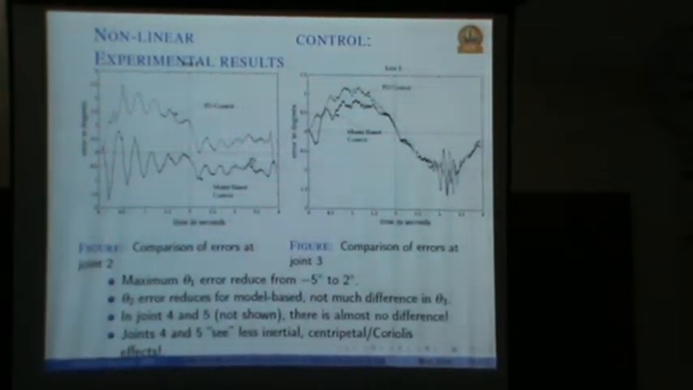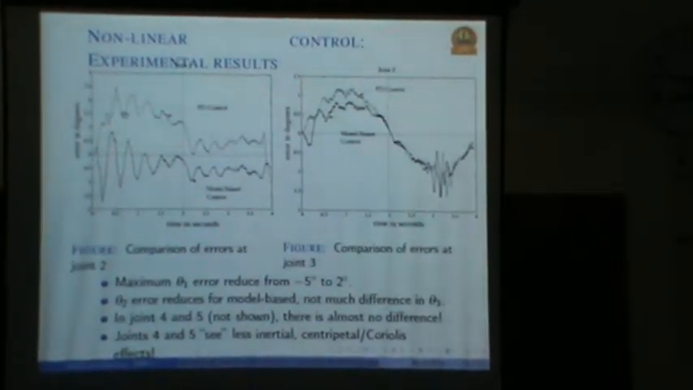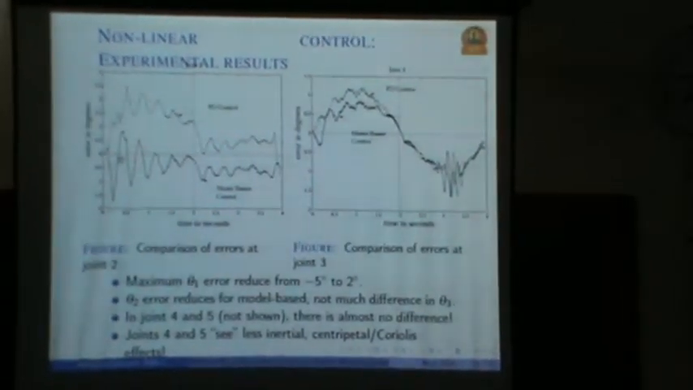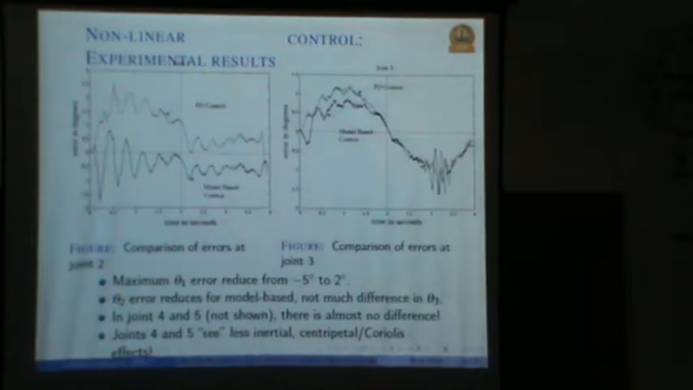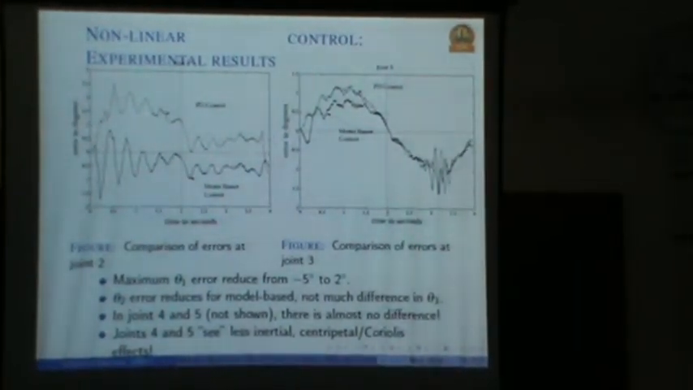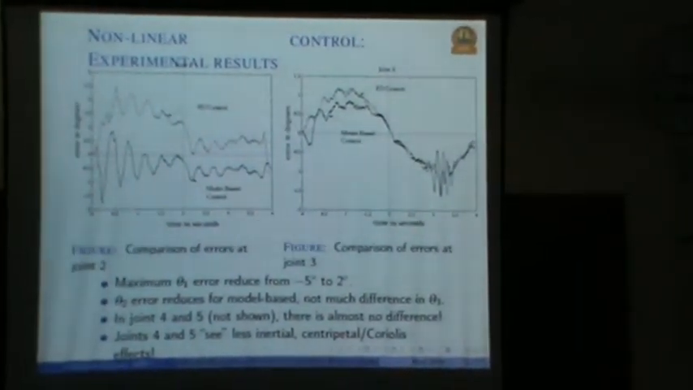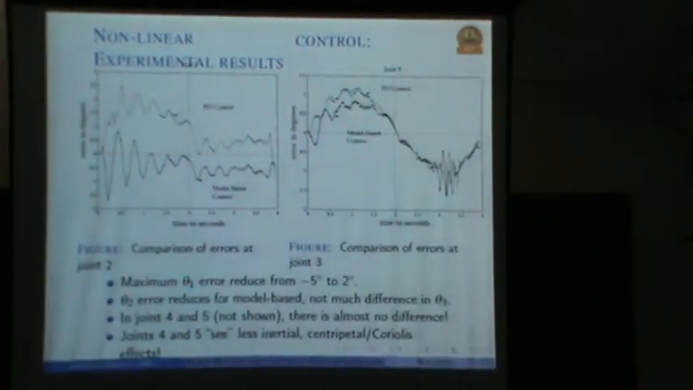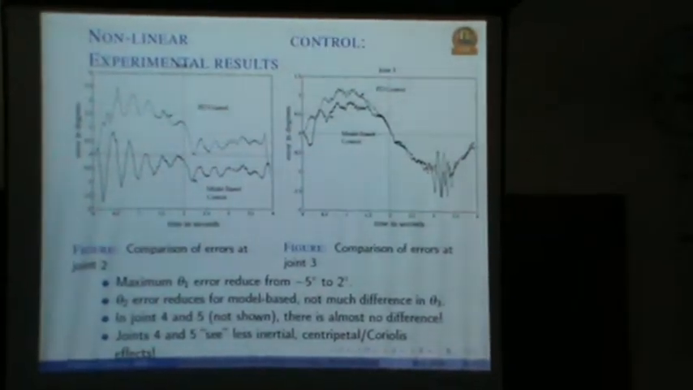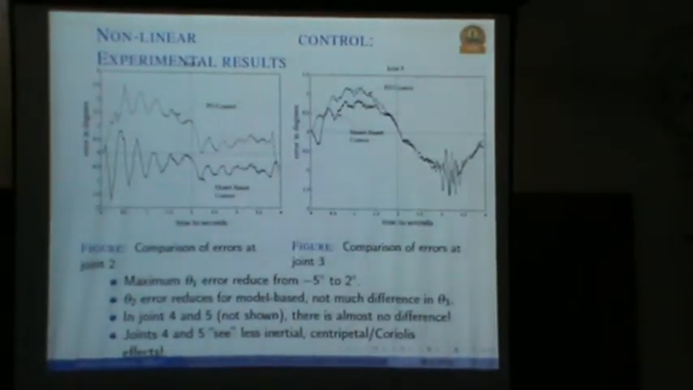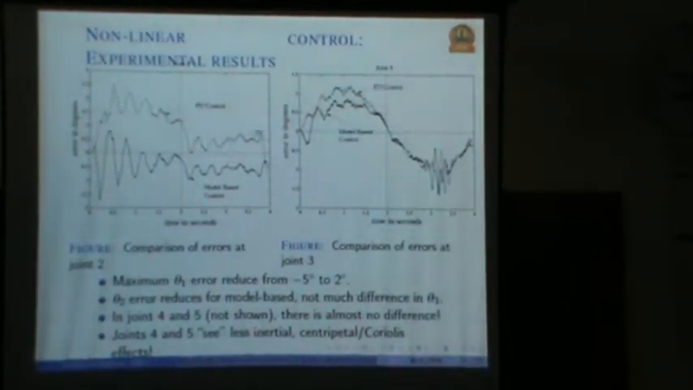You can also see for the second joint, the error was initially like 2.5 degrees, now it is about 1 or 1.5 degrees. So just by changing the program, just by using the model-based terms, just by using the equations of motion, we reduce the error by half, approximately. Okay. You can also see something more interesting.